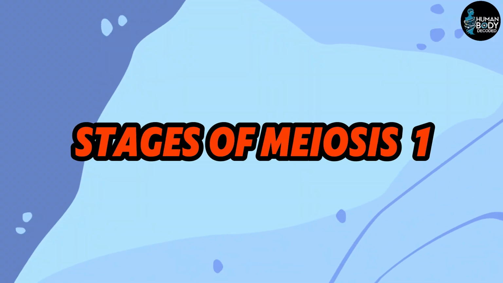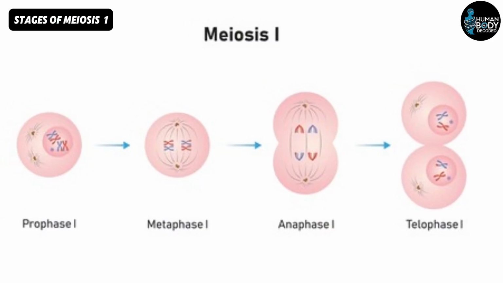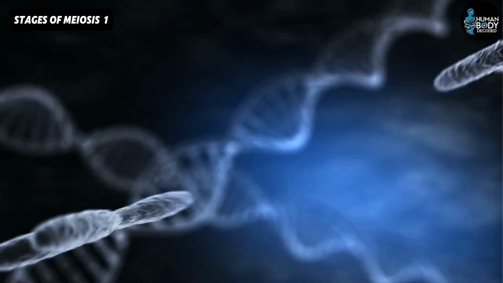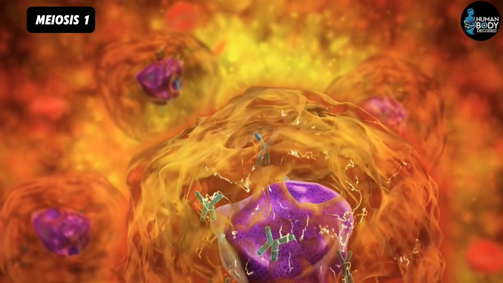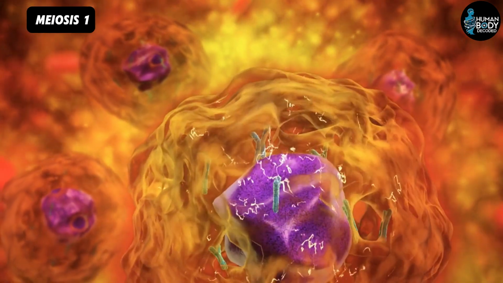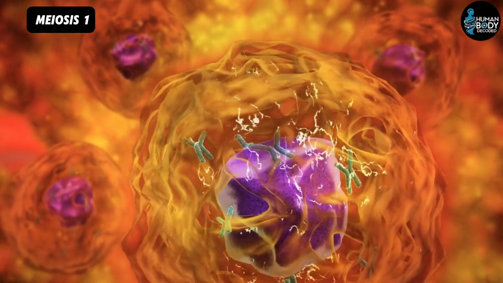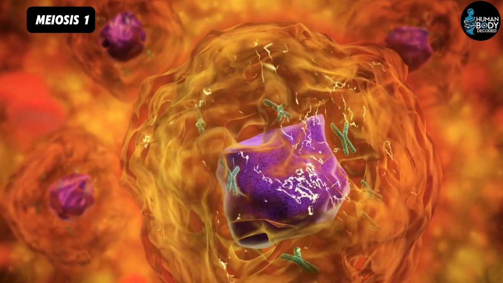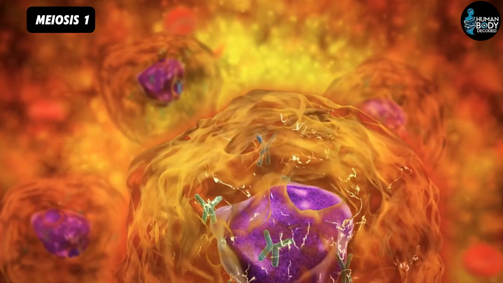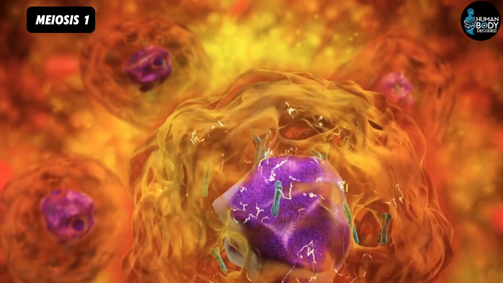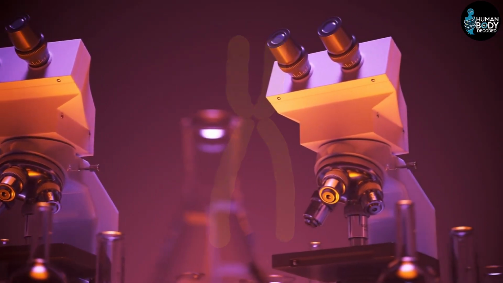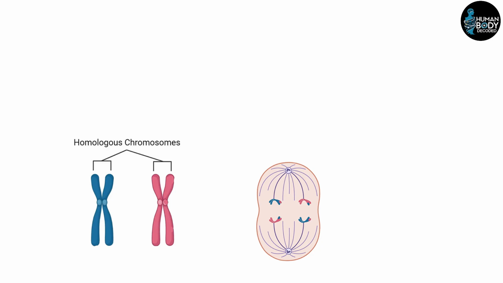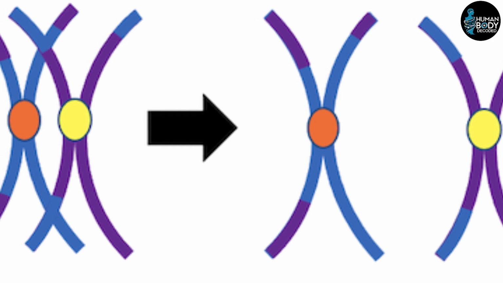Stages of meiosis. 1. Meiosis I is the first round of division, and it focuses on reducing the chromosome number and creating genetic diversity. We are going to start with Prophase I. You can call it mixing things up. Prophase I is arguably the most crucial phase of meiosis, where several important events occur. Chromosomes condense, chromosomes become visible under a microscope, and homologous chromosomes, pairs with the same genes but different variants, come together in a process called synapsis.